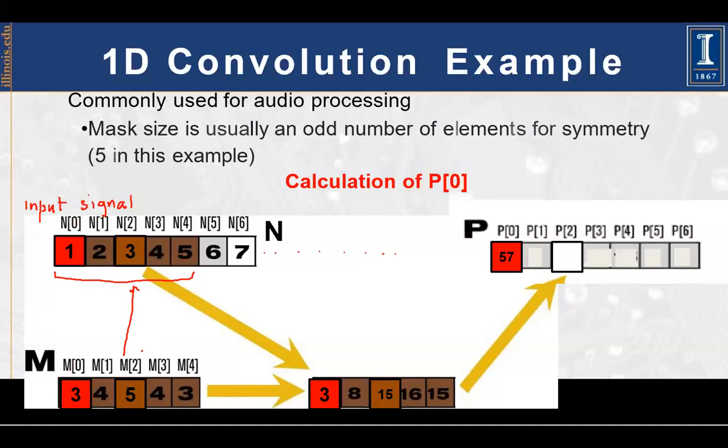So I will multiply the sample values with the filter values, with the filter coefficients. That is convolution. I carried out the dot product at this moment by multiplying 1 with 3, that gets me 3. 2 with 4, I get 8. 3 with 5, I get 15. And similarly 4 with 4, 16, and 5 with 3, 15.